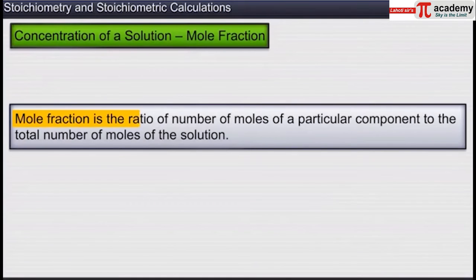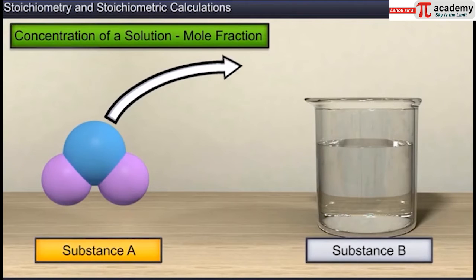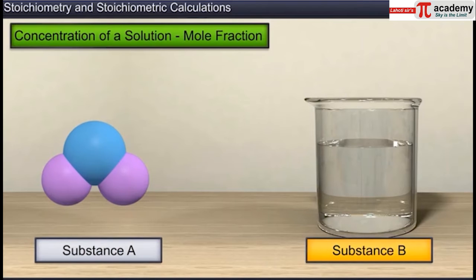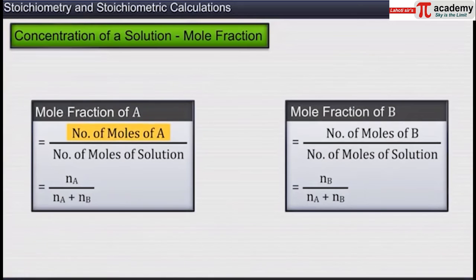Mole fraction is the ratio of number of moles of a particular component to the total number of moles of the solution. Mole fraction is a way to express the composition of a mixture. For example, if a substance A dissolves in substance B, and their number of moles are Na and Nb respectively, then the mole fraction of A will be the number of moles of A divided by the number of moles of solution, and the mole fraction of B will be the number of moles of B divided by the number of moles of solution.